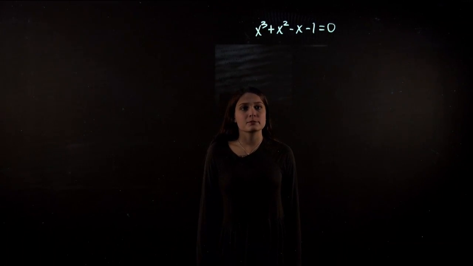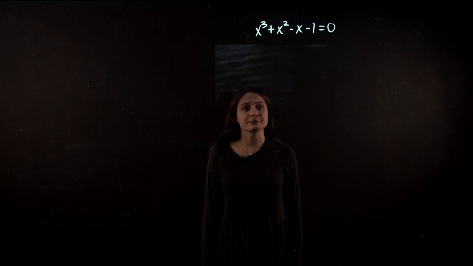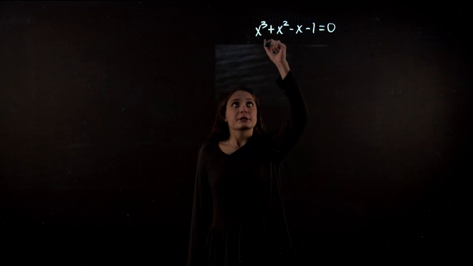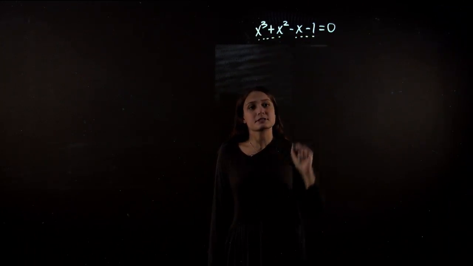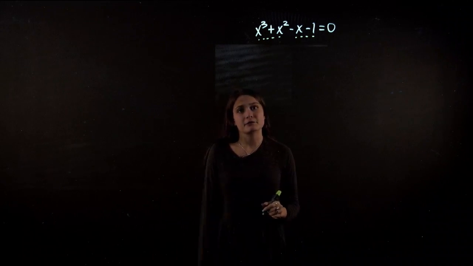So for this problem, we're going to be solving x cubed plus x squared minus x minus 1 equal to 0. Since we have 4 terms in here, we're going to go ahead and factor by grouping. I'm going to group these 2 terms together and these 2 terms together, and we'll factor out what they have in common.